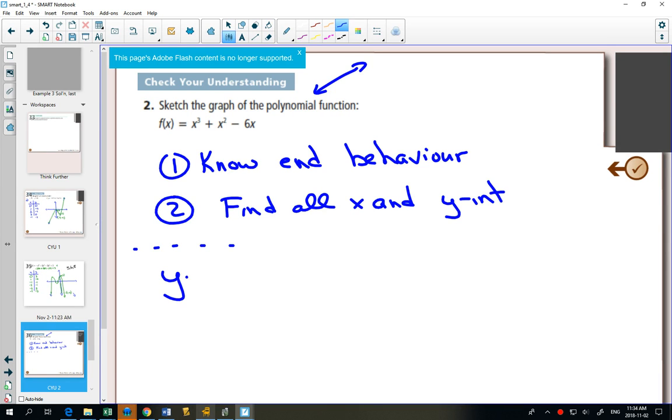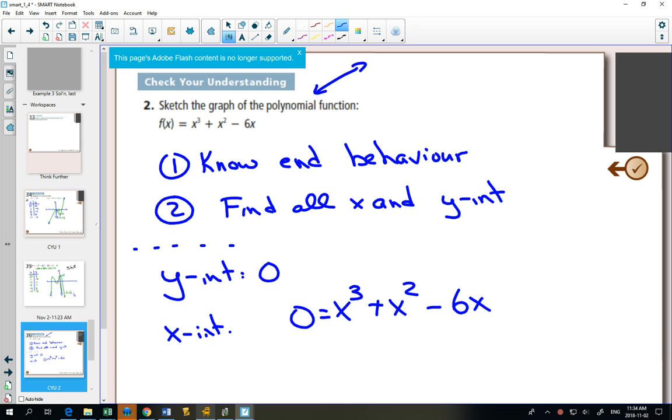So the y-intercept is the easiest to find. You plug in 0 for x, and it's going to be 0. The x-intercepts, you plug in 0 for y. How do you solve something when you plug in 0 for y?